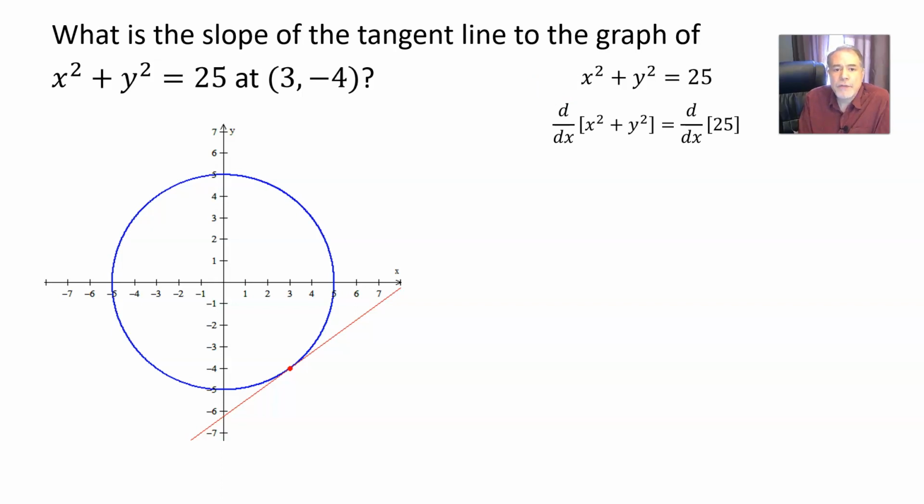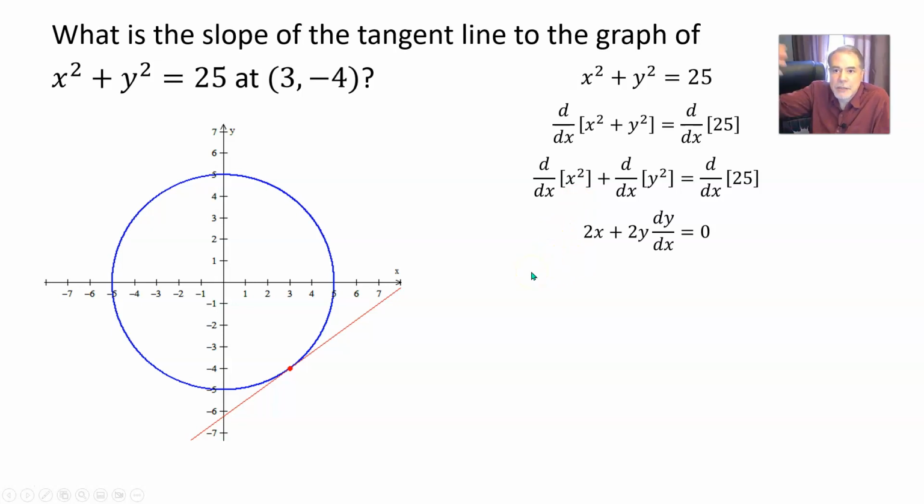So taking derivatives of both sides with respect to x and following all the rules of derivatives, like for example, there's a rule that says the derivative of the sum is the sum of the derivatives. So when we take the derivative of x squared plus y squared, that's equal to the derivative of x squared plus the derivative of y squared. Notice I've got a d dx in front of an expression to mean the derivative with respect to x of that expression. So the derivative with respect to x of x squared would be 2x, 2 times x to the first power.